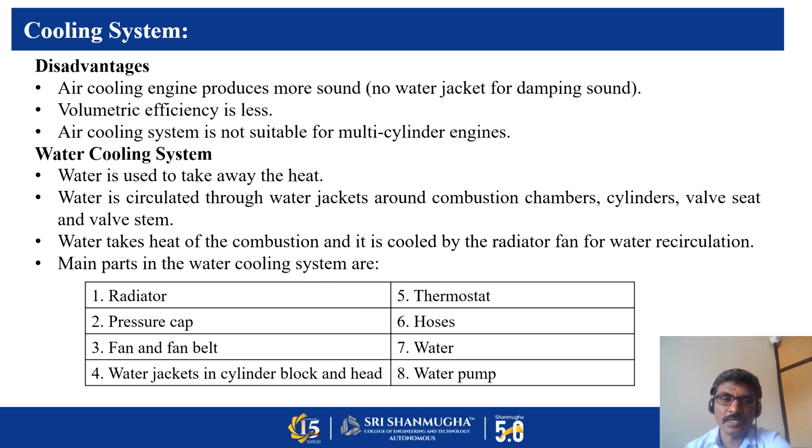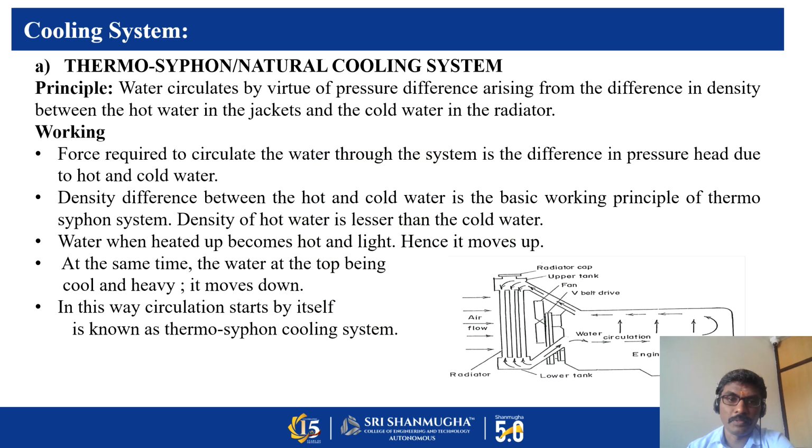Water cooling system. Water is used to take away the heat. Water is circulated through water jacket around combustion chamber, cylinders, valve seats and valve stem. Water takes heat of the combustion and it is cooled by the radiator and fan for water recirculation. Main parts in the water cooling system are radiator, pressure cap, fan and fan belt, water jacket in cylinder block, thermostat, hoses, water and water pump.